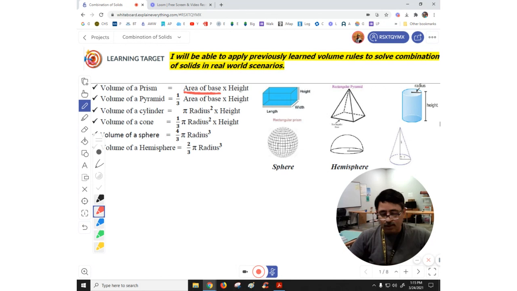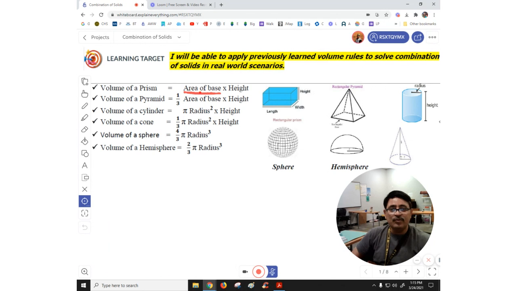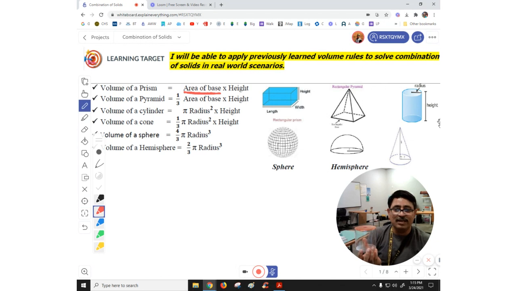Now let's quickly go to the cylinder. You know that this is the cylinder shape. And what is the volume of a cylinder? Technically, we take the same formula, which is area of base, which is the shape of the base. You see that it is a circle. Therefore, it is pi times radius square, that is, the area of a circle is pi r square. That one multiplied by height.